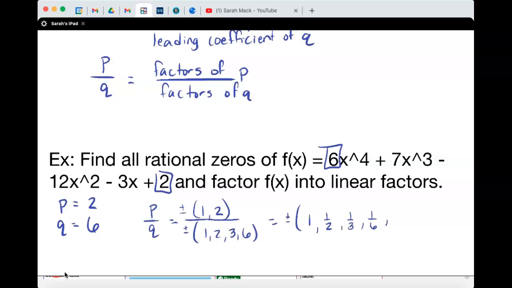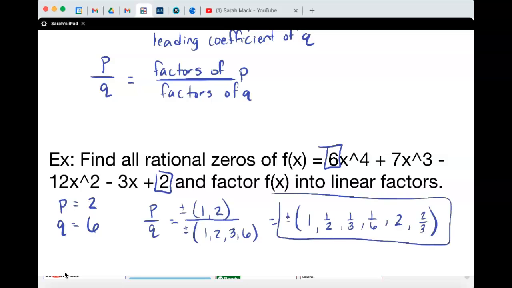So that's taking the numerator of 1 divided by every denominator. I have to do the same thing with 2. Dividing 2 by everything in the denominator, I get 2. I get 1 again, but I'm not going to write it a second time. I have 2/3 and a third, because 2/6 is a third, but I'm not going to write it again. So there's my list. These are possible rational zeros.